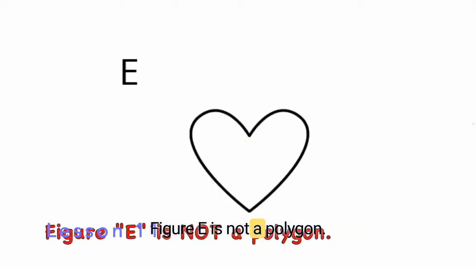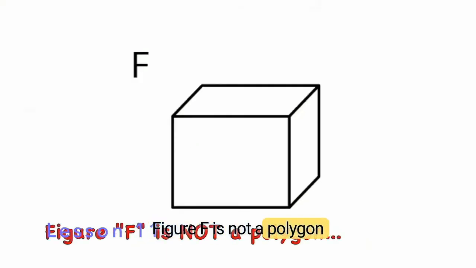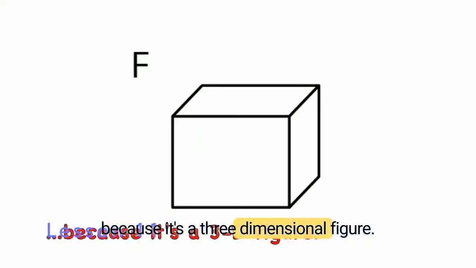Figure E is not a polygon. It doesn't have straight sides. Figure F is not a polygon, because it's a three-dimensional figure.